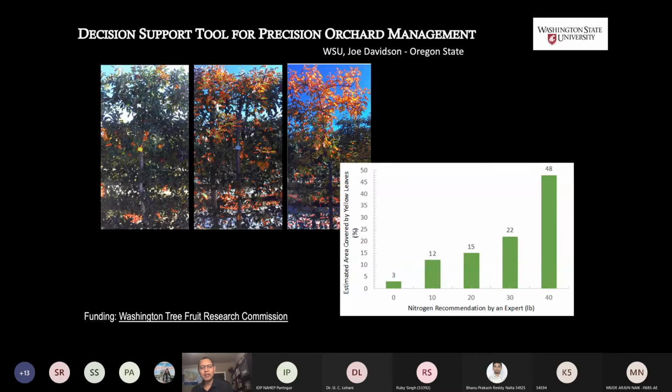And we have seen huge variations in the needs of these trees. For example, in terms of nitrogen application, we see a huge difference in the needs of these trees that is indicated by the color of these leaves. And that kind of information could be used to make variable rate nitrogen application decisions quite easily, hopefully, as we continue to develop this project.